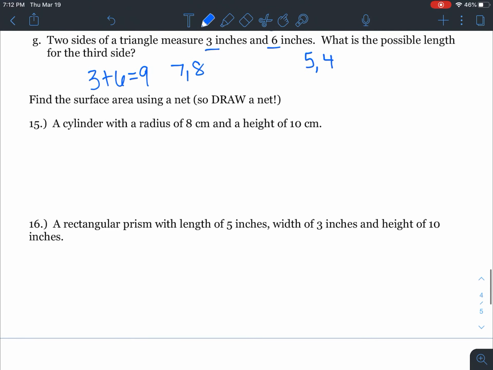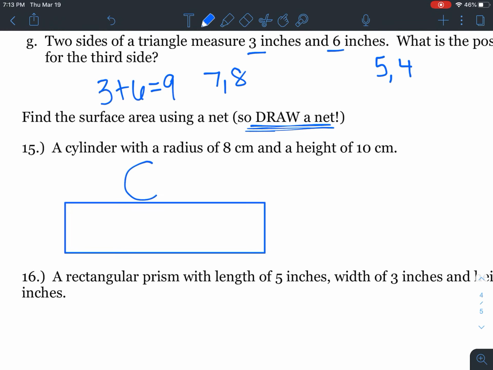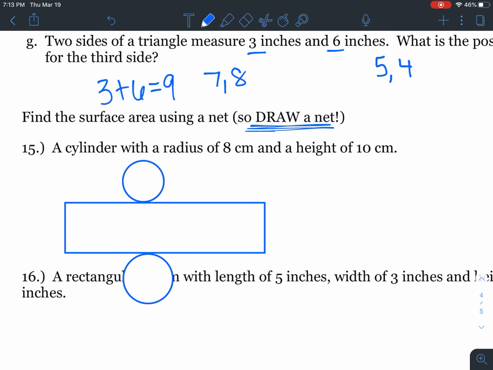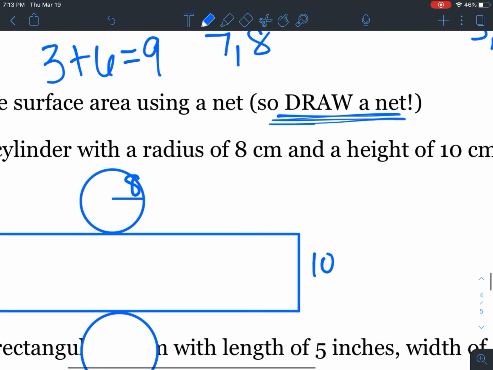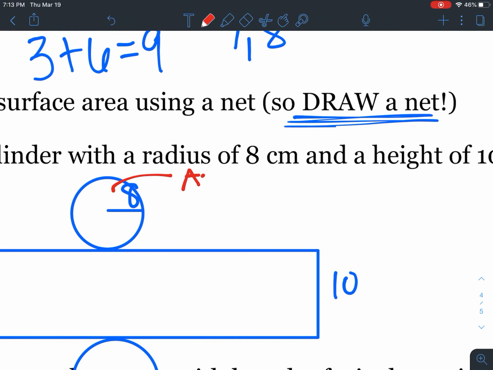Last couple, surface area. Cylinder. Remember, draw a net. So the center should be a rectangle. And then we should have a circle on top and a circle on the bottom. To label them, radius halfway across is 8, and then the height is 10. So first thing, find the area of the circles. So area equals pi r squared.